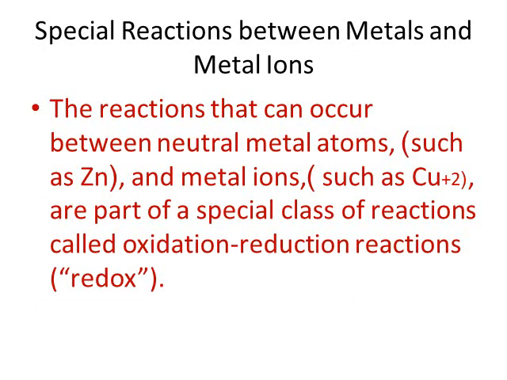Now, we have a special reaction between metals and metal ions. For example, the reactions that can occur between neutral metal atoms and metal ions are a part of a special class of reactions called oxidation-reduction reactions or redox reactions.